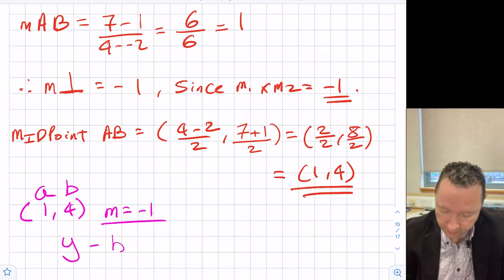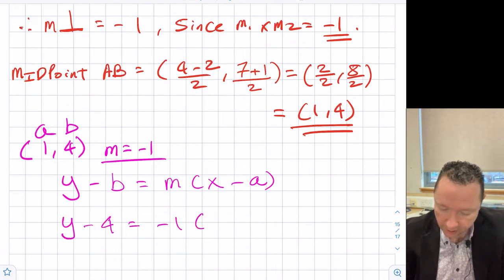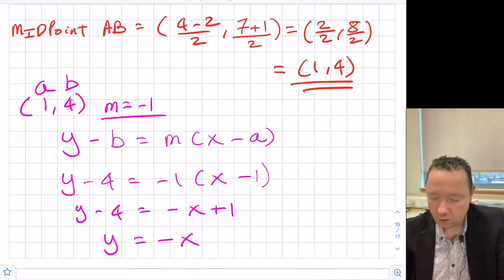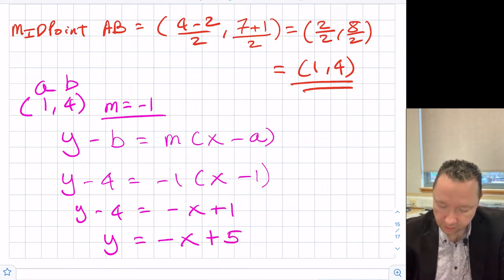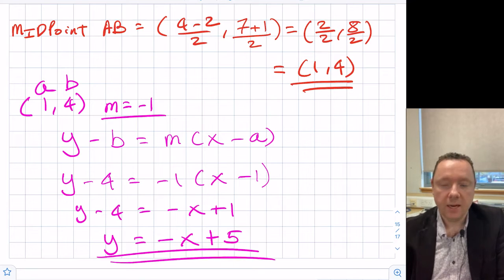So y minus b equals m(x minus a). So we've got y minus 4 is minus 1 times (x minus 1). So y minus 4 is minus x plus 1, or to put it in a nicer way, y equals minus x. Take the 4 across, plus 5. There's the gradient, there's the equation of our perpendicular bisector.